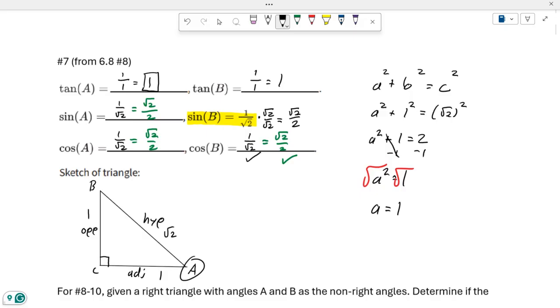Now you should not leave tangent as 1 over 1, right? That's a simplification that you really should do. Don't leave it as 1 over 1. You should say 1. But for all of these other ones, if you leave it as 1 over root 2 for this problem, because they gave it to you in that form, I think it's fine to leave it in that form if you want.